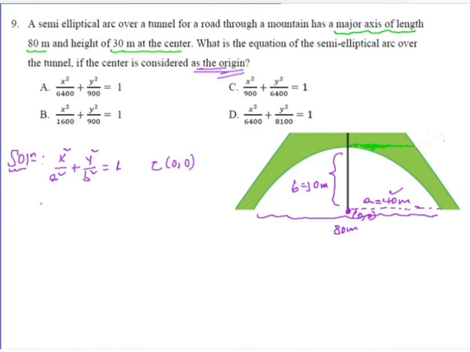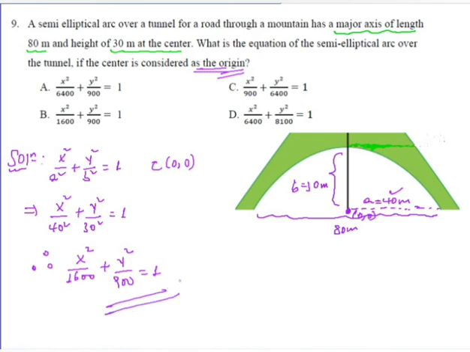So A is already known. A is 40. Therefore, the equation becomes x square over 40 square plus y square over 30 square equals 1. So the equation of the ellipse will be x square over 1600, since 40 square is 1600, plus y square over 900, since 30 square is 30 times 30, which is 900, equals 1. This is the equation of the ellipse.